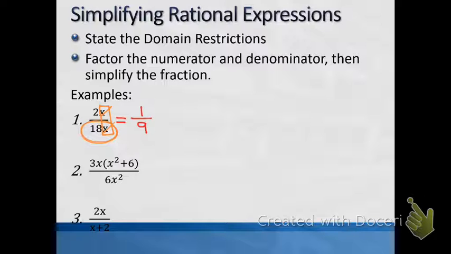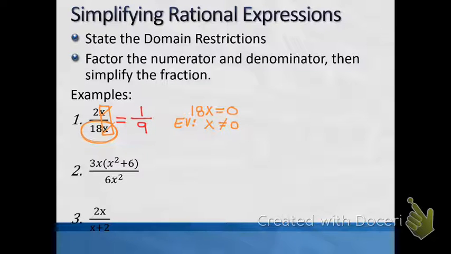But if you go back to before you canceled out and set that denominator equal to 0 and solve, so we would divide both sides by 18. So we would get an excluded value that x cannot be 0 in this problem.